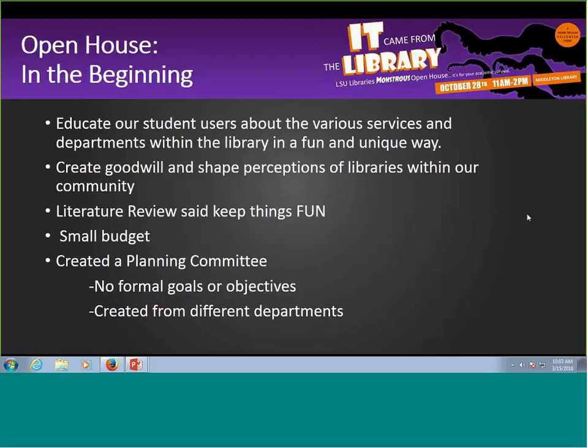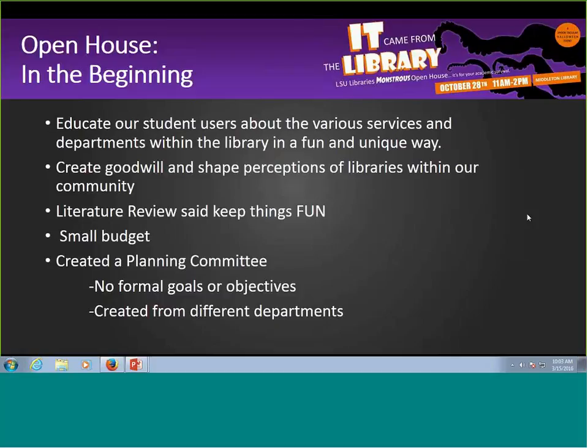We also had this initial idea that we wanted to create goodwill towards our students. We wanted them to not just think of us as stuffy librarians, but also maybe librarians who know how to have fun, who want to give away free stuff. And then we really just wanted to shape the perceptions of libraries within our LSU community. So those are the things that Rebecca and the committee were thinking about when we first started out.